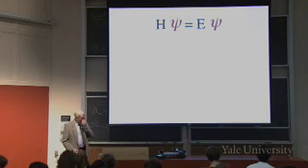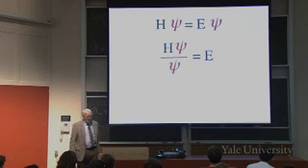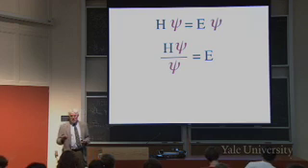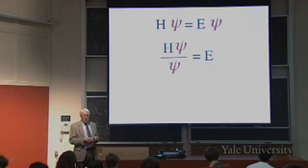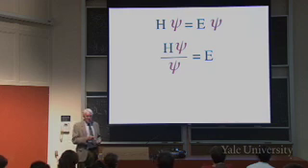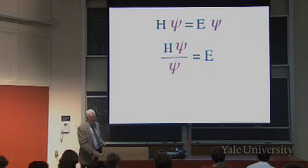Okay, so H psi equals E psi. Now we can divide. You can divide the right by psi, and since it was E times psi, the psi goes away. But when you divide on the left, you don't cancel the psi's because the H doesn't mean multiplication.